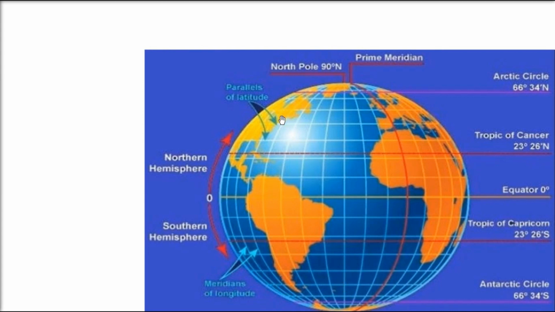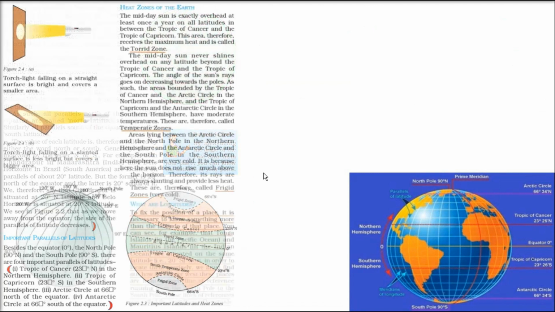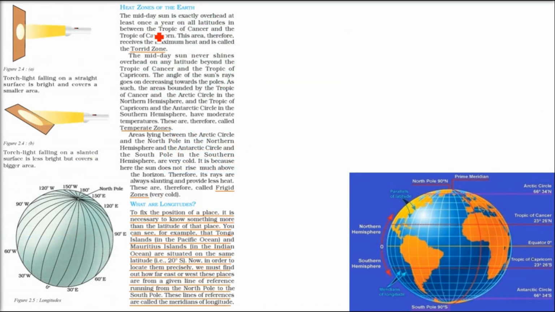These are different important lines. We have imagined them, we have named them. So from 0 to 90 up, 0 to 90 down, we have certain lines, and these lines are latitudes, actually. Latitudes. Okay. Now I'll give you a situation, then I'll take you to the zone.